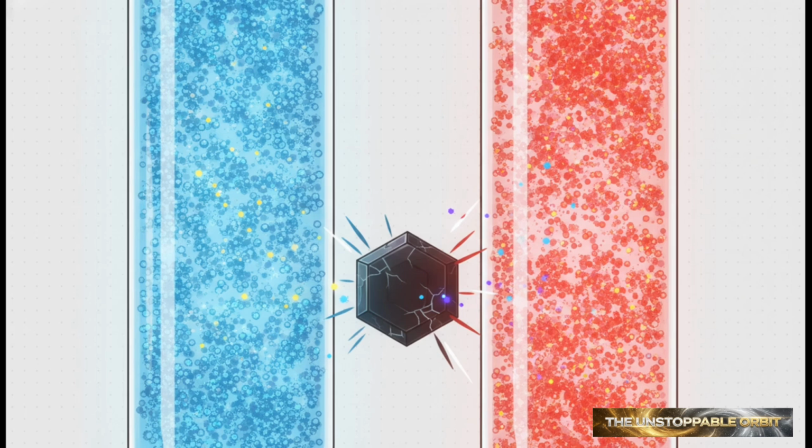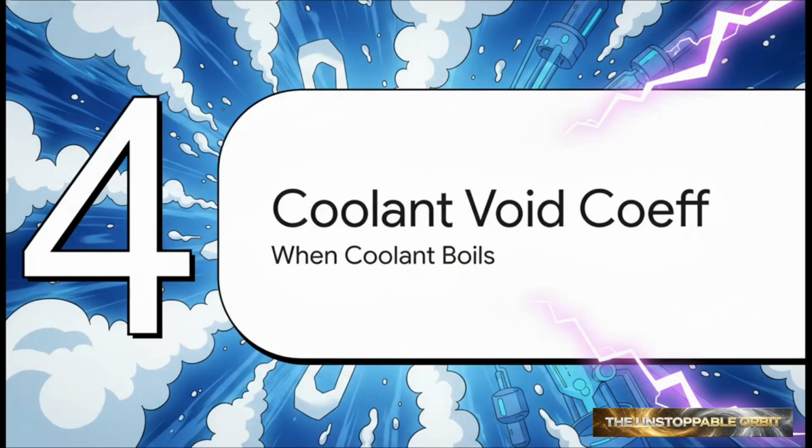In typical pressurized light water reactors, this drop in moderation heavily outweighs everything else, giving us a strongly negative reactivity contribution. The hotter it gets, the harder it breaks. All right, part 4, the coolant void coefficient. Basically, what happens when the coolant gets so hot it actually boils.